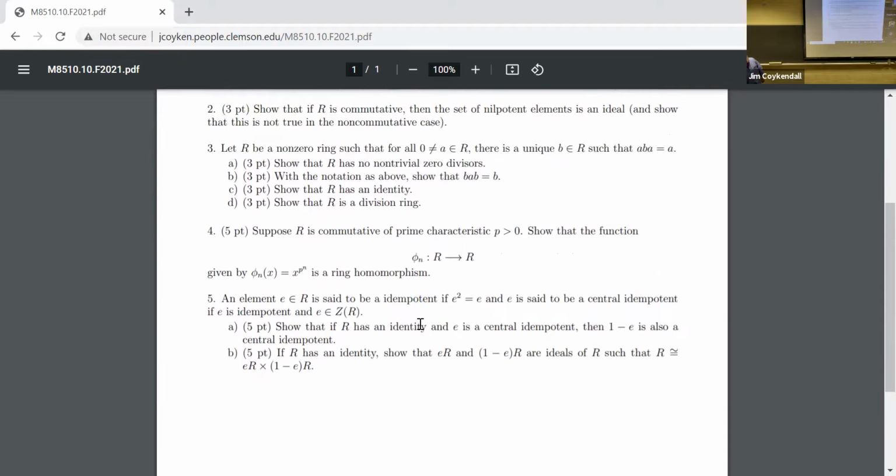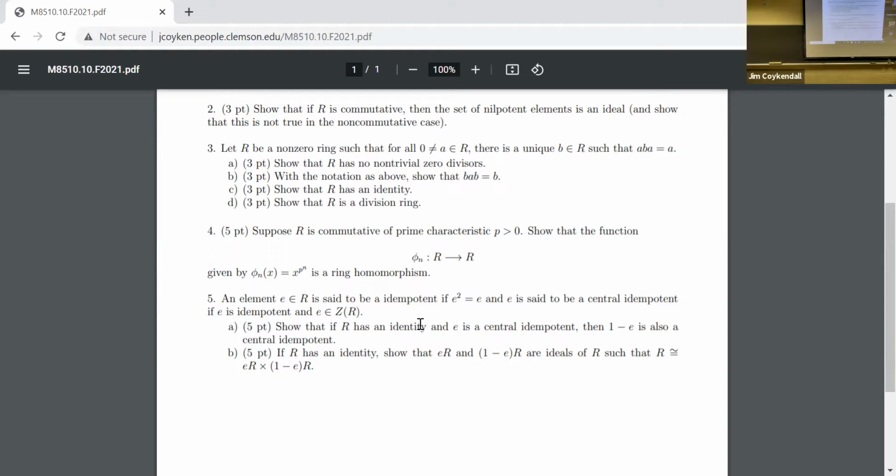Number 3, at least I found it kind of useful to do it in this order, is kind of a fun problem. Suppose you have a non-zero ring that has the property that for all non-zero a in R, there is a unique b in R such that aba is a. One might almost consider b as an approximation to the inverse of a. But this is more general than that.